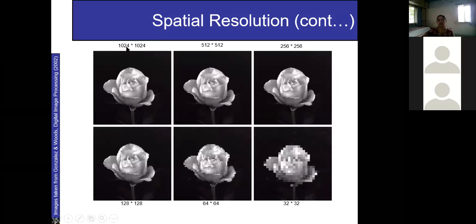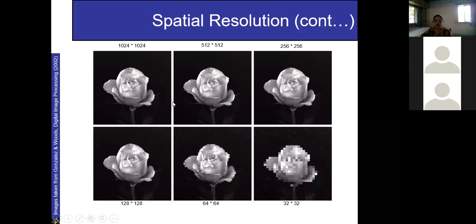This is the original image captured with resolution 1024 by 1024. This image is captured using resolution 512 by 512. And for all next images, resolution goes on decreasing. And this last image is captured using 32 by 32. And now if you compare this image with this image, you can easily observe the blocky nature or blurred nature because of the low resolution capturing device.